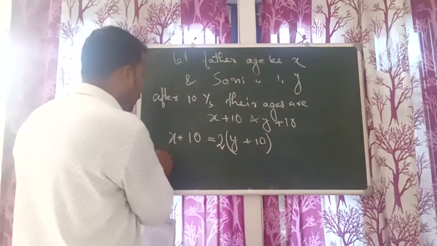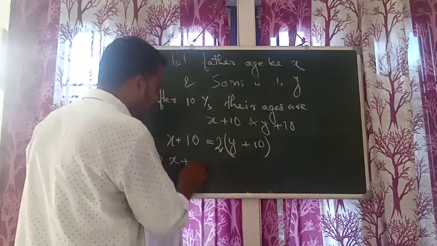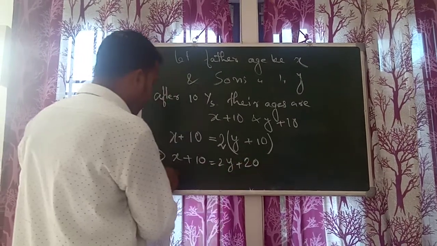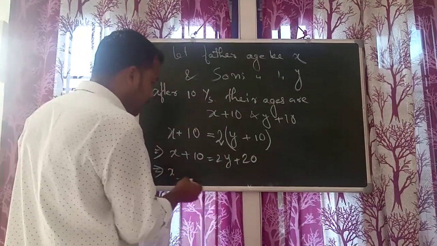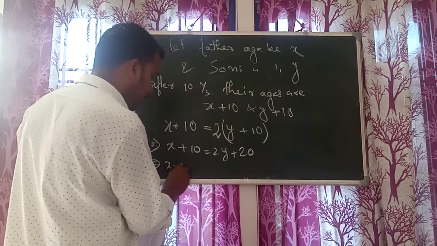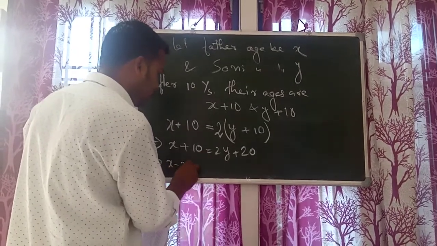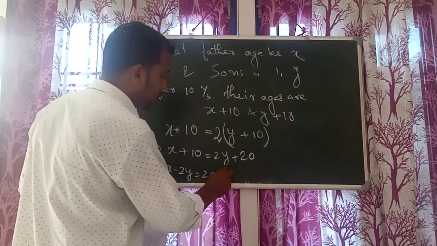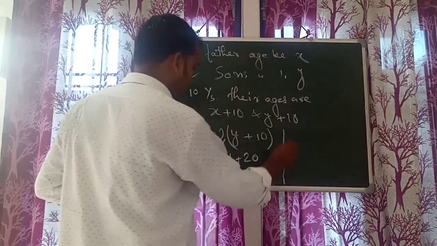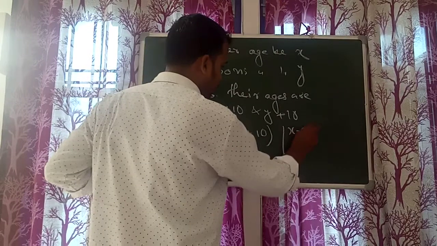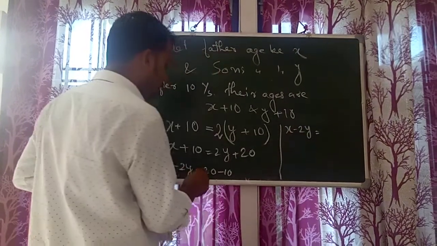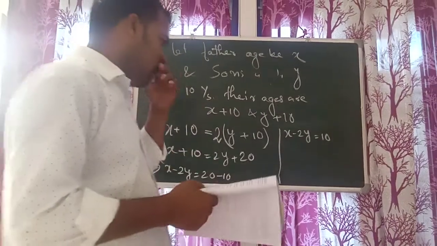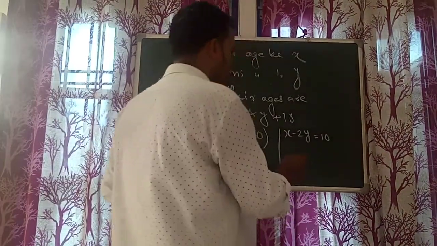Okay, it implies x plus 10 is equal to 2 times y plus 10, that is 2y plus 20. It implies x, when this 2y comes to this side, it will become minus 2y, is equal to 20. When plus 10 goes to that side, it will become minus 10. Then it will become x minus 2y is equal to 20 minus 10, is equal to 10. Okay, then you have to do the graph.